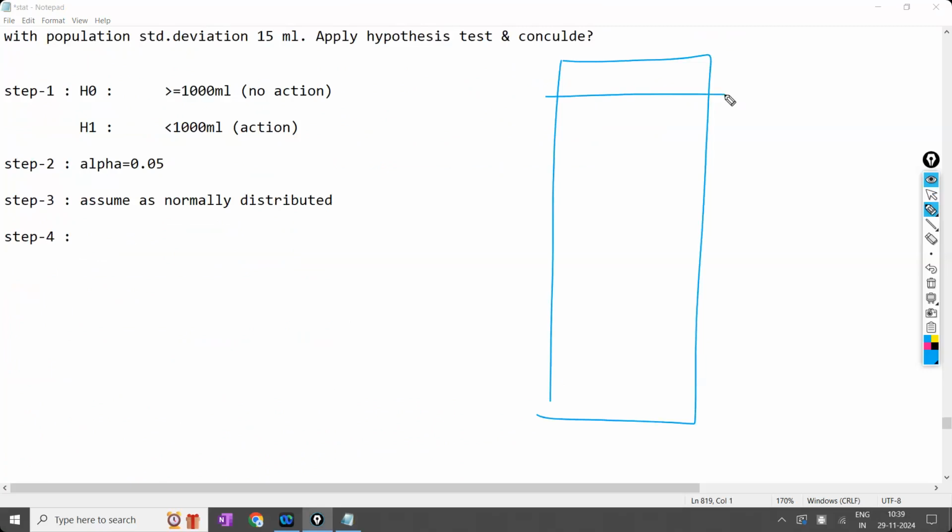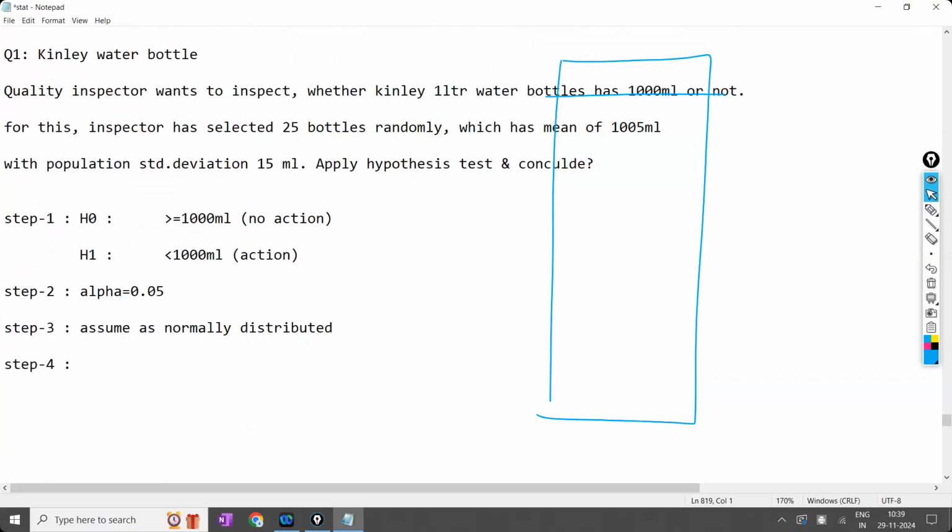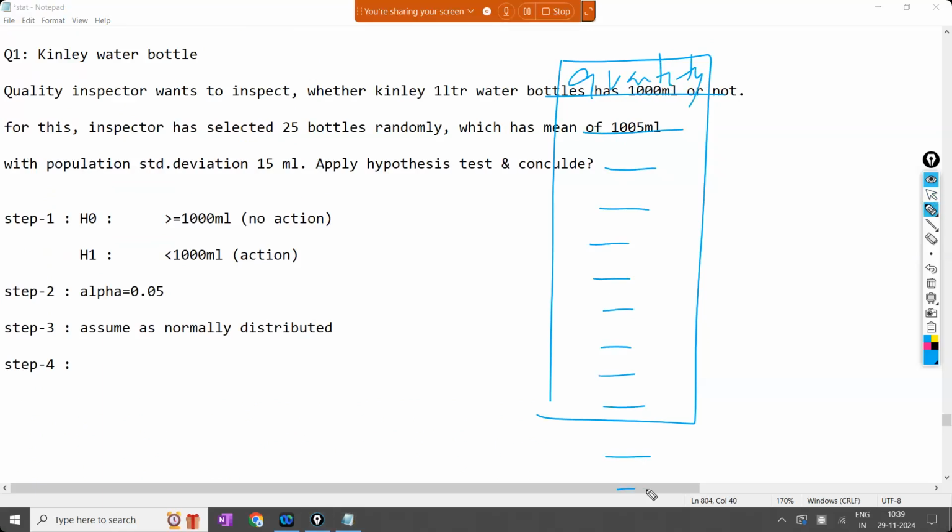Sir, the data set is not there. No sir, the data set is not there, but here they are going to check the quantity of each bottle. Quantity is the heading. In every bottle, what is the value? So 25 values they are going to write, 25 values in the one column. So one column means one sample.